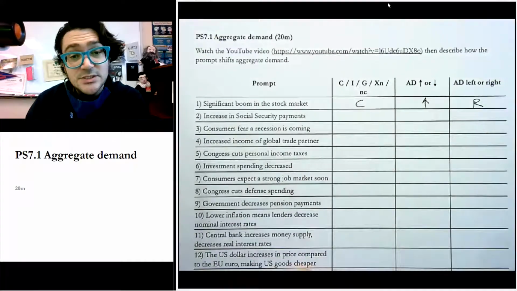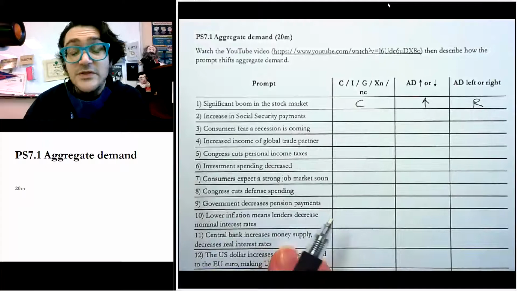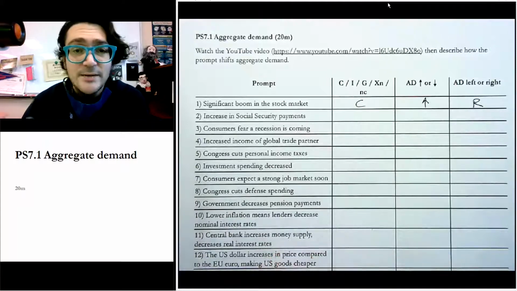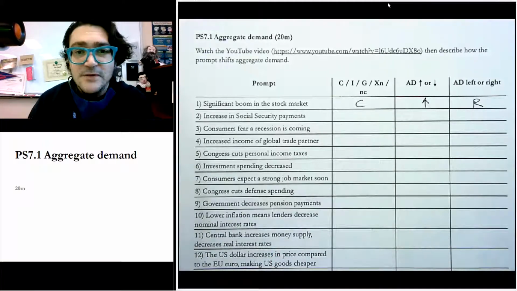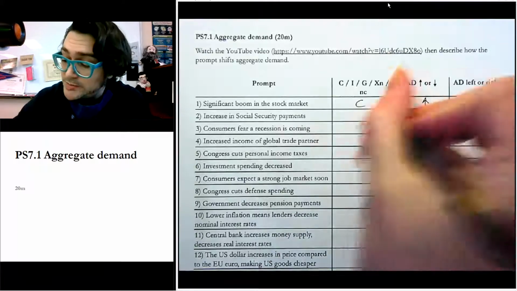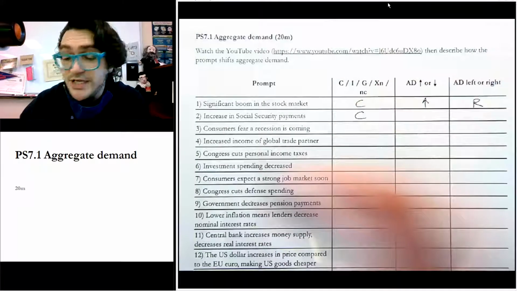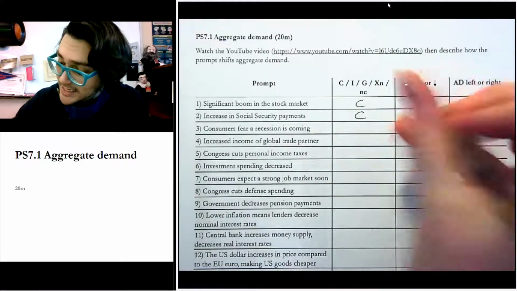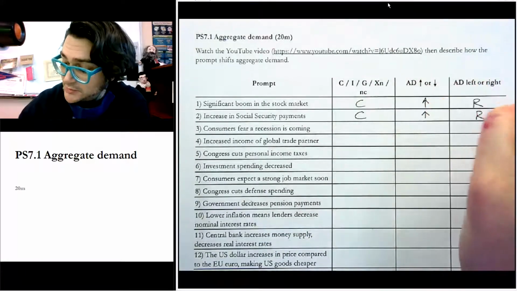The second one, increase in Social Security payments. Now, a lot of students often think that that's government spending, but it's not. Remember, grandma gets that transfer from the government, and that doesn't count into GDP until grandma buys cat food with it. So we would say that this is C, and because they're increasing the payments to grandma, aggregate demand is going to go up and to the right.